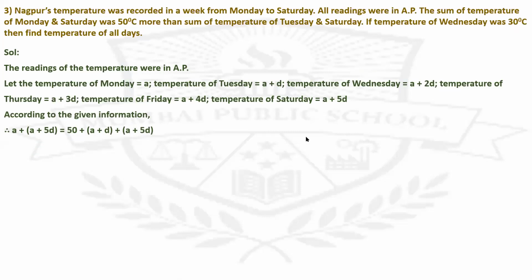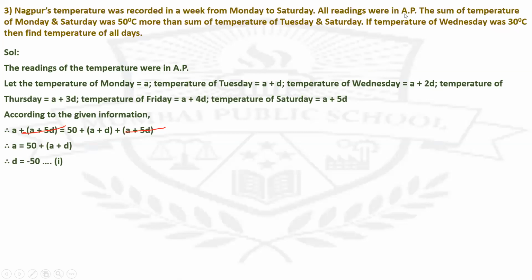So what happens here is, check. A plus 5D, A plus 5D, okay, directly is going to get cancelled off. Now what are you left with? You're left with A equals 50 plus A plus D. Again, you can cancel A. So you are left with D plus 50 equals 0. So value of D is what? D is minus 50.